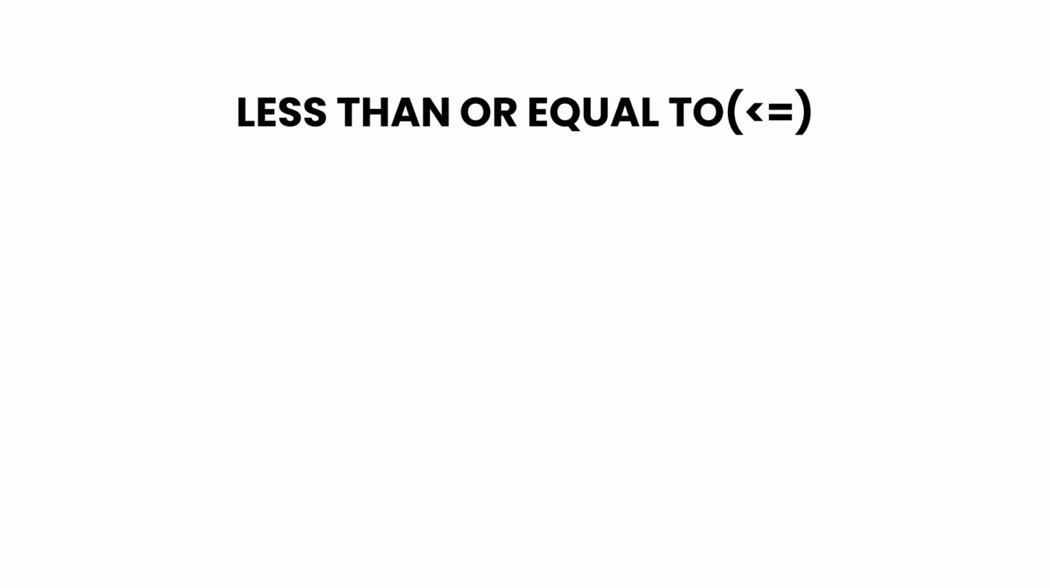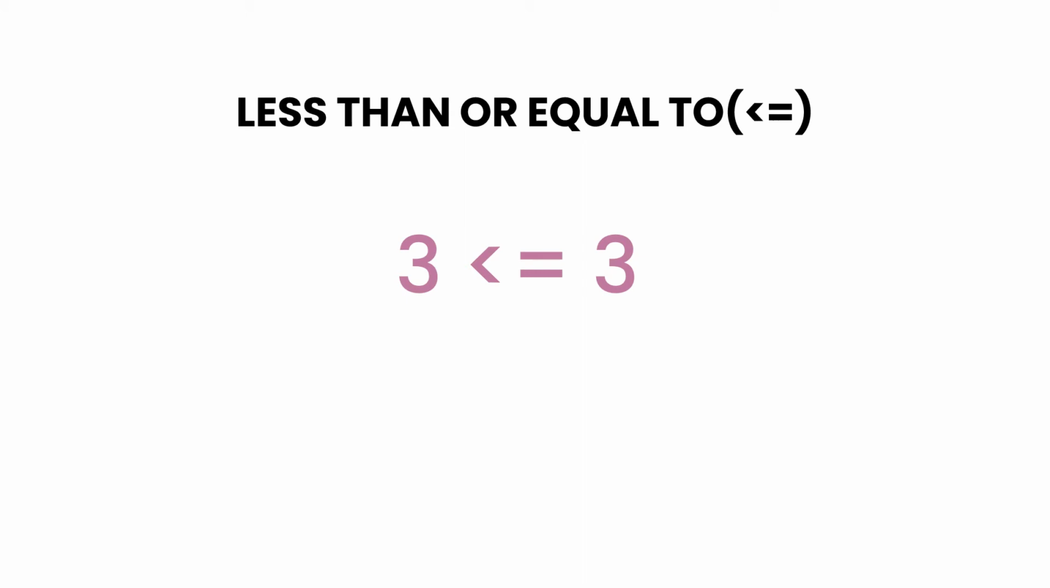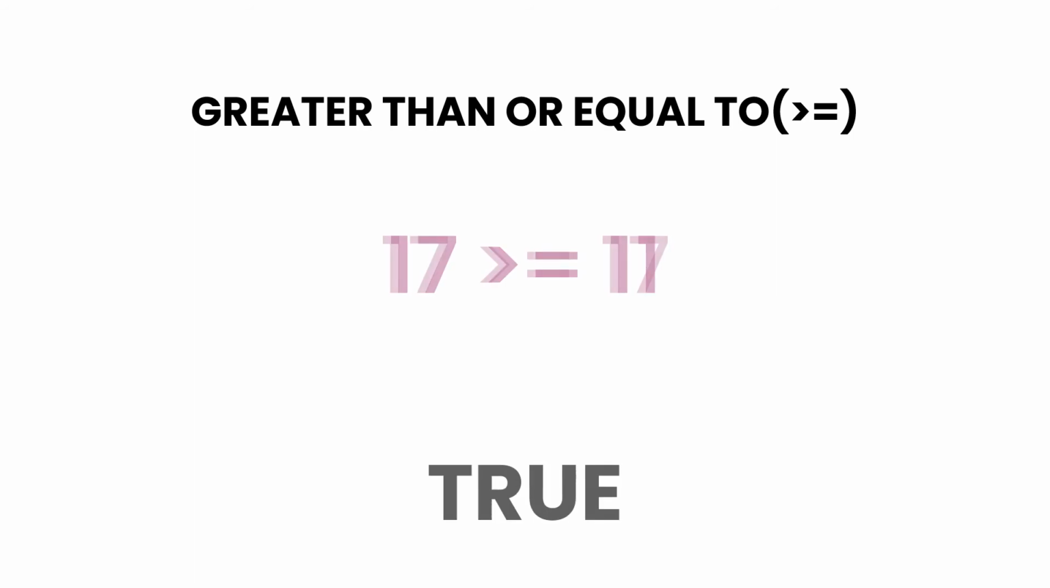Less than or equal to is denoted with a less than sign followed by an equals and works much the same as less than, except in this case it is inclusive. So for example, if we did 3 is less than or equal to 12, it would evaluate as true, and because it's inclusive this time, if we did 3 is less than or equal to 3, it will also evaluate as true. And finally, greater than or equal to is denoted with a greater than symbol followed by an equals and is also inclusive. So 17 is greater than or equal to 11 is of course true, and 17 greater than or equal to 17 is also true.